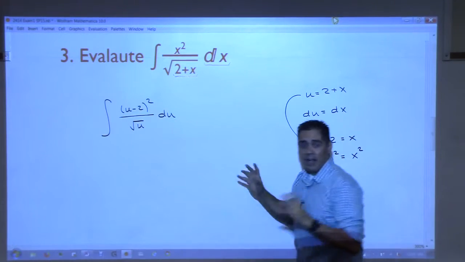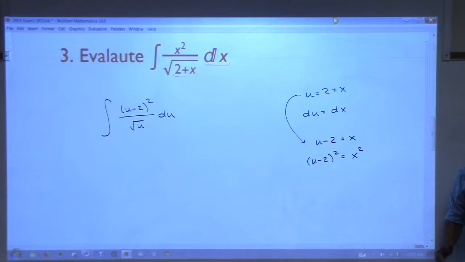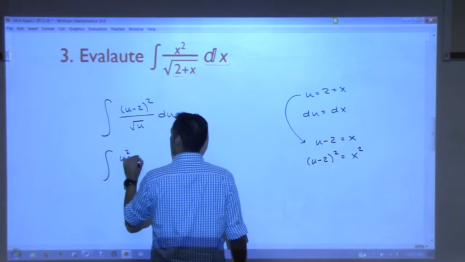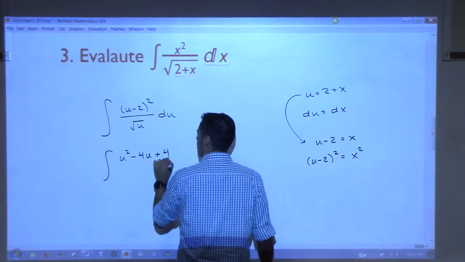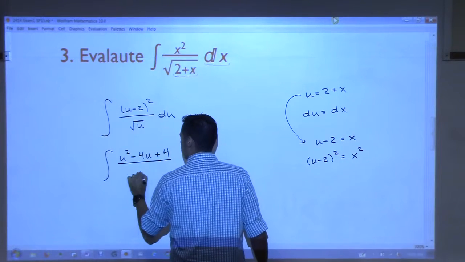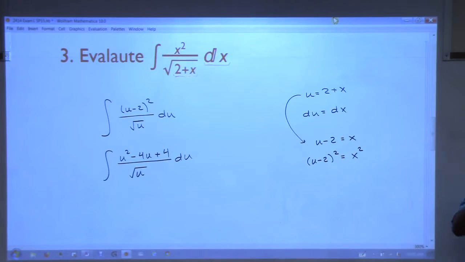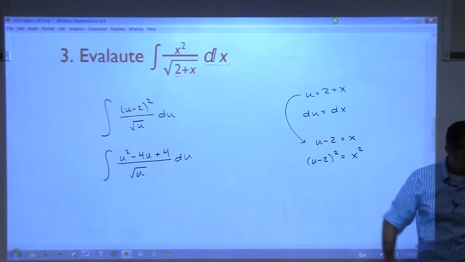So you may look at that and initially be like, crap, what do I do with that? But I kind of gave it away just now by telling you what we need to do next. If you FOIL out the top, you're going to have multiple terms, right, of u? And then the bottom is just a single term, and then you just split it up. Okay, u squared minus 4u plus 4 over root u du, and then split up, and then do each one, power rule on each one, right? And then once you're done, go back up, and don't forget to replace all your stuff.